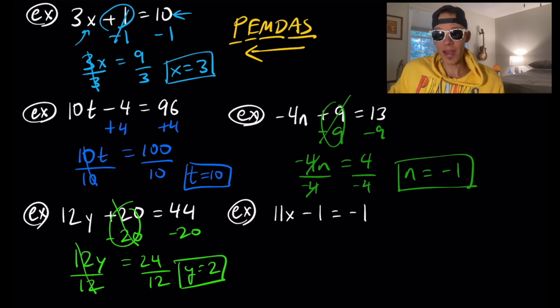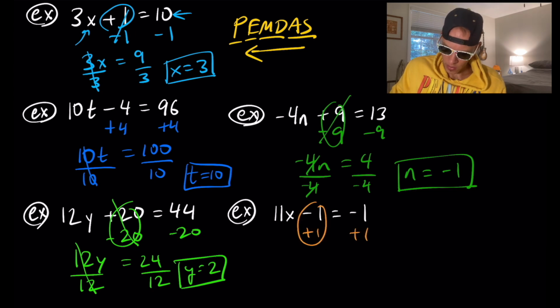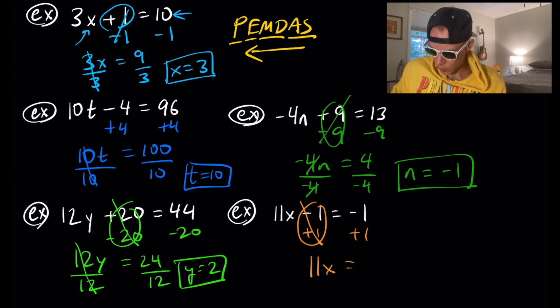All right, 11x minus 1 is equal to negative 1. So again, I'll undo any addition or subtraction that's being done to the variable. So I got a subtraction of 1 here, or minus 1. To undo that, I'll do plus 1 to both sides. So these will cancel out. And 11x is equal to negative 1 plus 1. Those also cancel out, but we will write the 0 here this time. So 11x equals 0, or 11 times x is equal to 0.